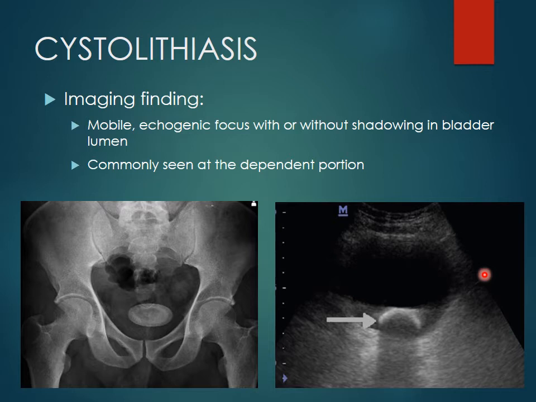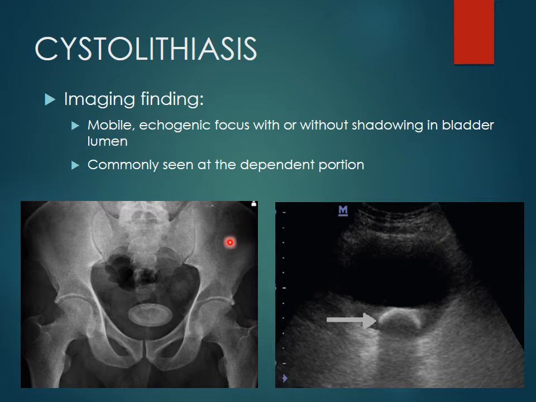The next type of lithiasis is cystolithiasis or bladder stone. On imaging by ultrasound, it would appear as a mobile echogenic focus with or without shadowing within the bladder lumen. As shown in the image on the right side and being pointed out by the white arrow, this is the echogenic focus within the bladder lumen.